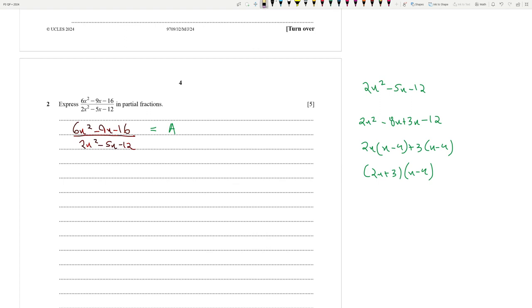So I'll just edit this. It should be 2x plus 3 x minus 4. So it's very straightforward. Since there's no square involved, it's just going to be A times 2x plus B by 2x plus 3 plus C divided by x minus 4. There you go. Okay, so now let's just go ahead.